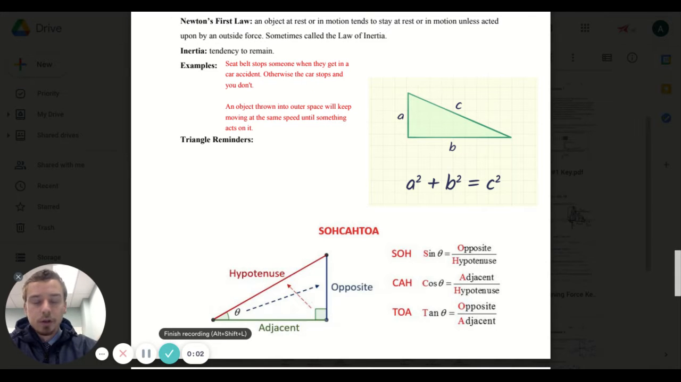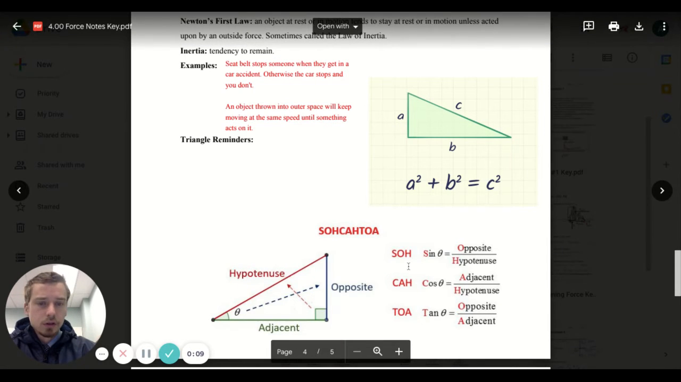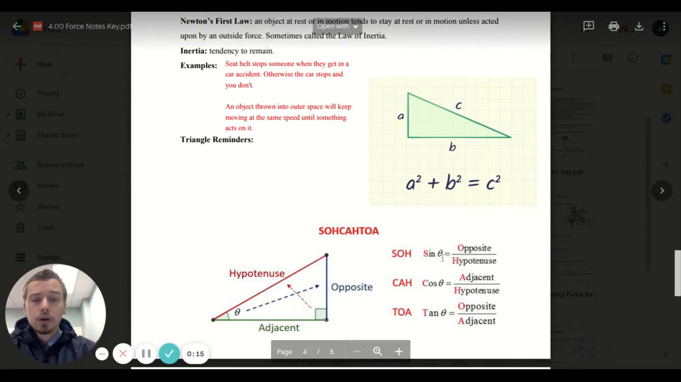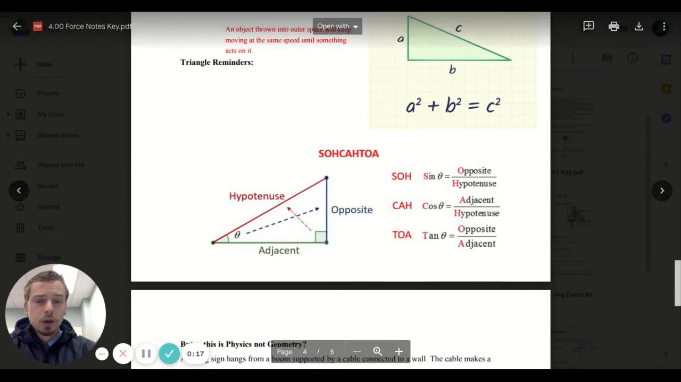For this next video, we're going to be going over forces at an angle. If you have not already checked out the geometry extensions on SOHCAHTOA and the Pythagorean theorem, then please make sure that you check those out before you go on to finishing this video.